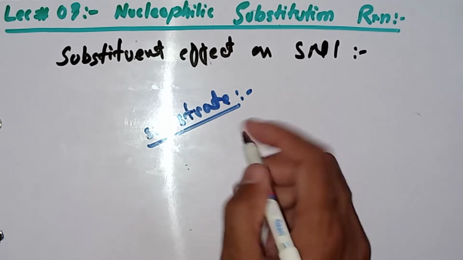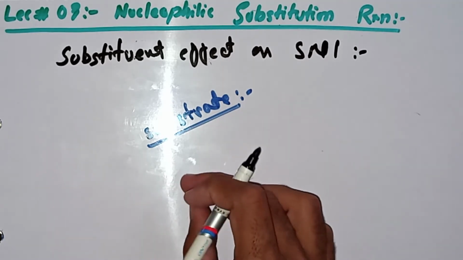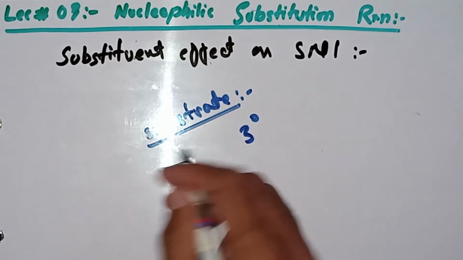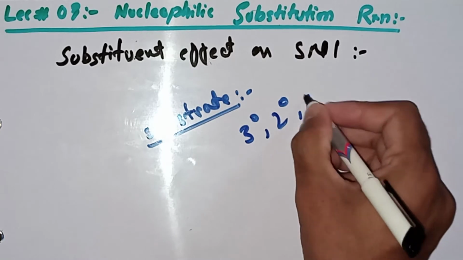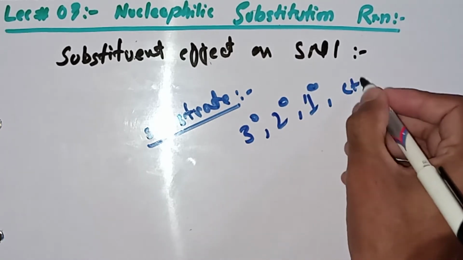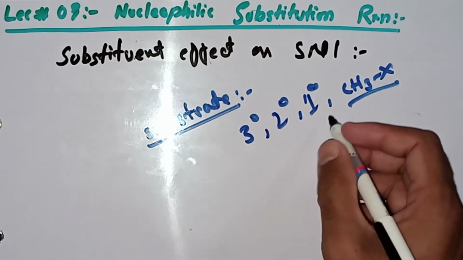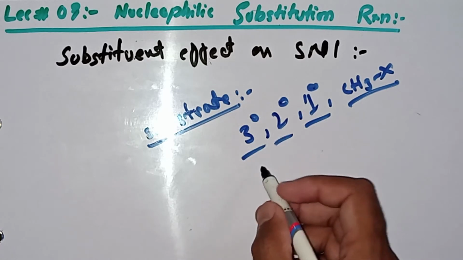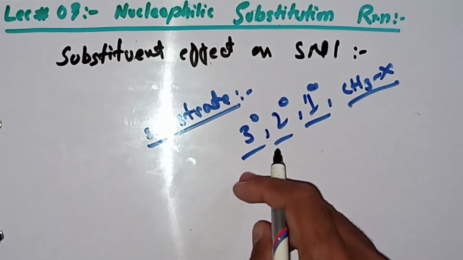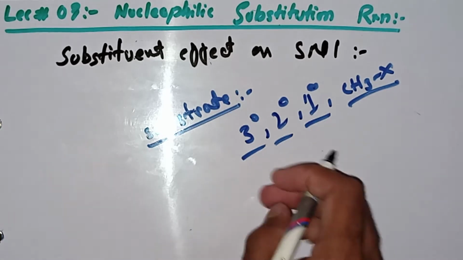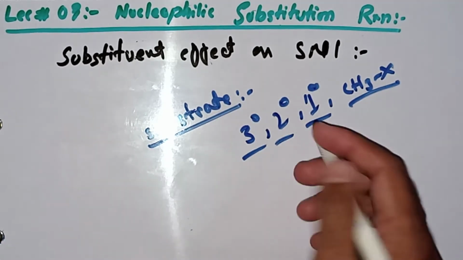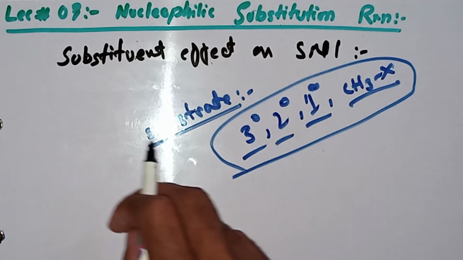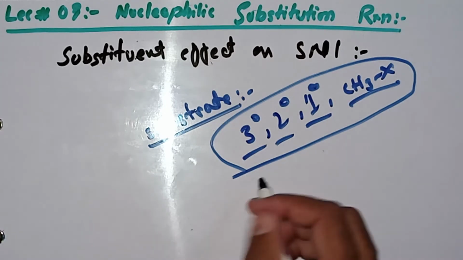There are many substituents. Like I already explained to you in the SN2 reaction, the substituent effect covers 3 degree carbocation, 2 degree carbocation, 1 degree carbocation, and similarly methyl halide, primary alkyl halide, secondary alkyl halide, and tertiary alkyl halide. Similarly, in the SN1 reaction, these types of alkyl halide have different effects on the rate of the SN1 reaction.